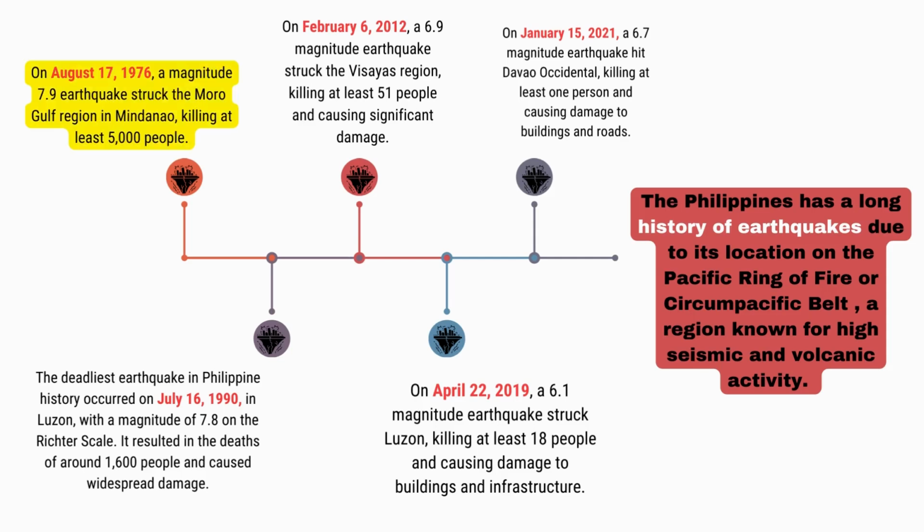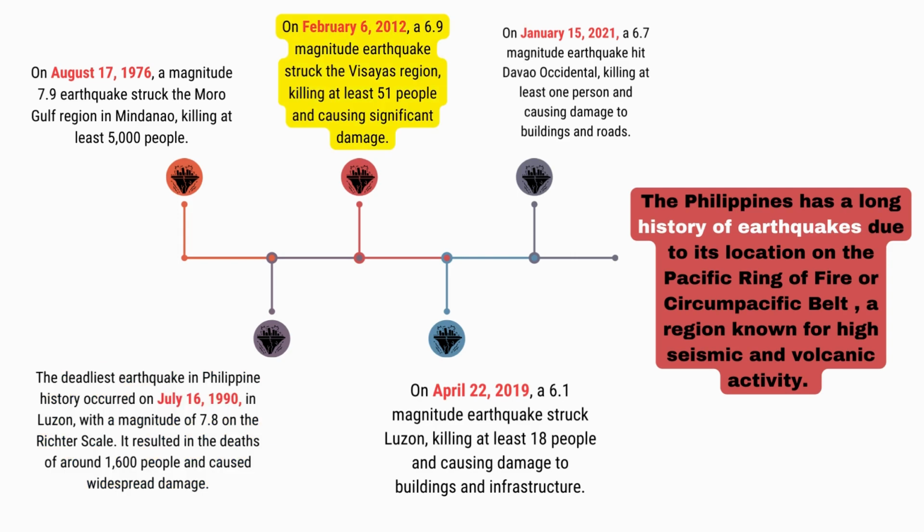On August 17, 1976, a magnitude 7.9 earthquake struck the Moro Gulf region in Mindanao, killing at least 5,000 people. The deadliest earthquake in Philippine history occurred on July 16, 1990, in Luzon, with a magnitude of 7.8 on the Richter scale. It resulted in the deaths of around 1,600 people and caused widespread damage.